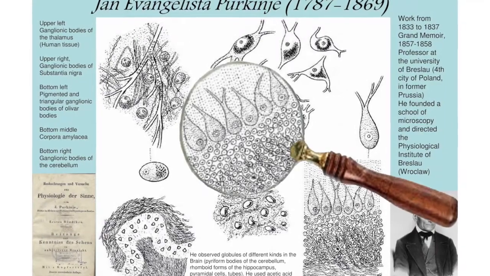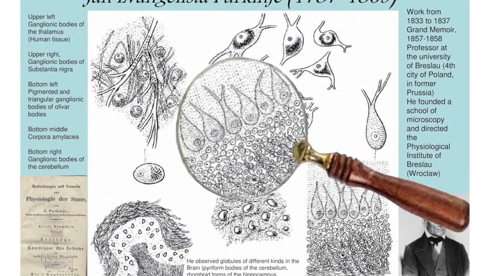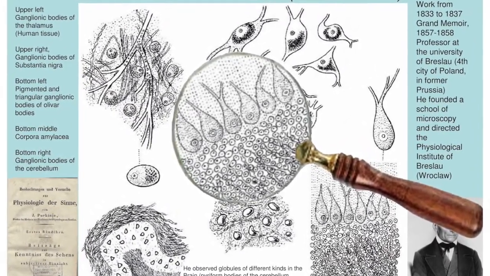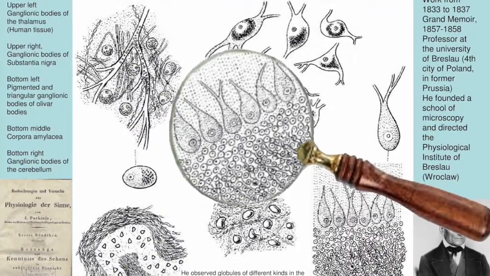He published his grand memoir in 1857-1858. He observed globules of different kinds in the brain, piriform bodies in the cerebellum, rhomboid forms in the hippocampus, that is, pyramidal cells, and tubes. He used acetic acid as fixator, methanol, oils, and tar for his preparations.